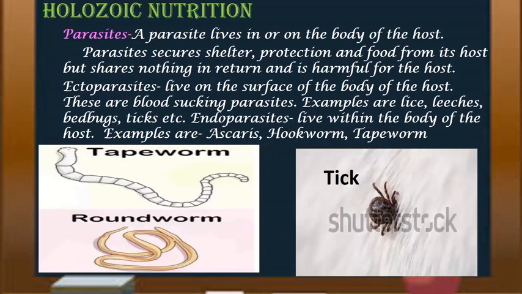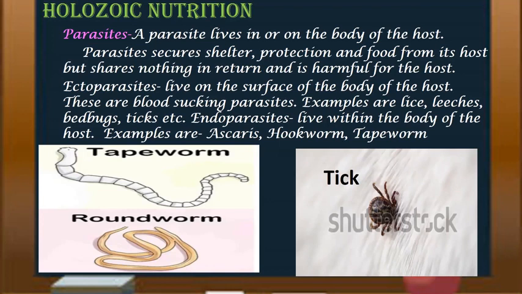Parasites. A parasite lives in or on the body of the host. Parasites secure shelter, protection, and food from its host, but share nothing in return and are also harmful for the host. Parasites are of two types: ectoparasites and endoparasites. The parasites that live on the surface of the body of the host are ectoparasites. These are blood-sucking parasites. Examples are lice, leeches, bedbugs, ticks, etc.